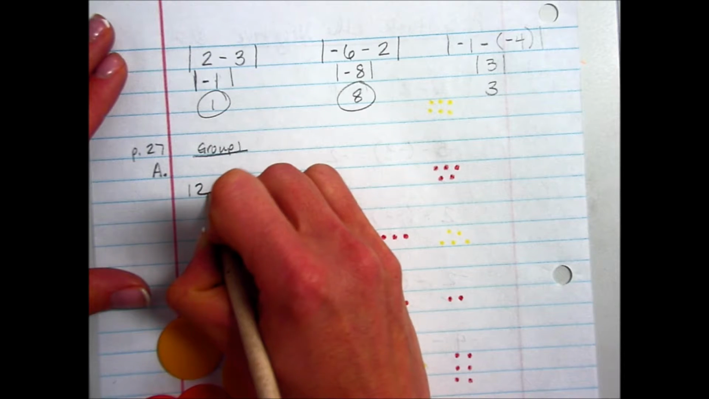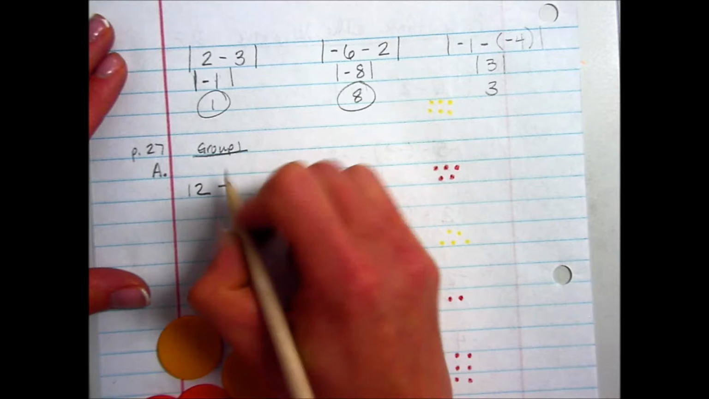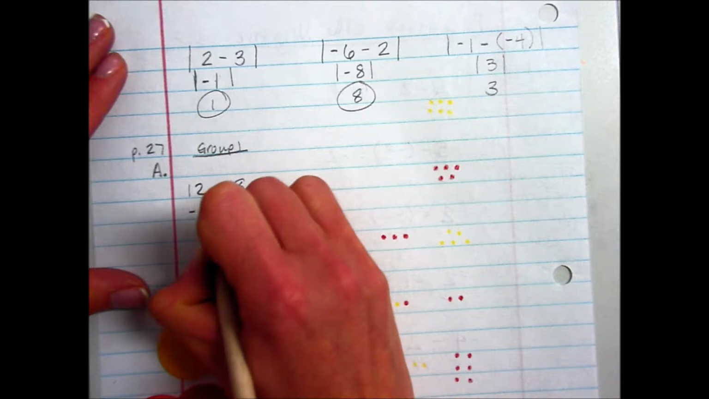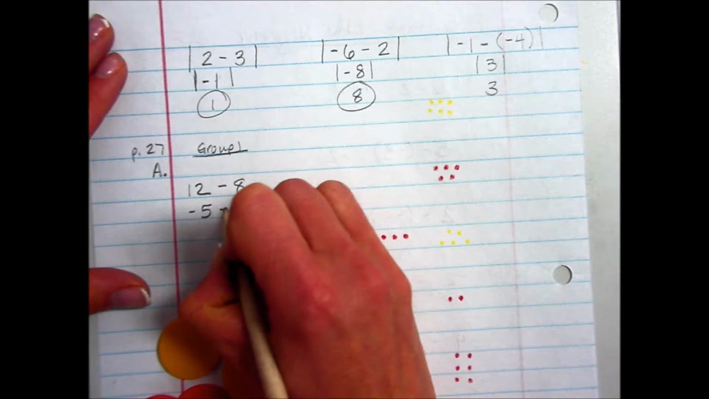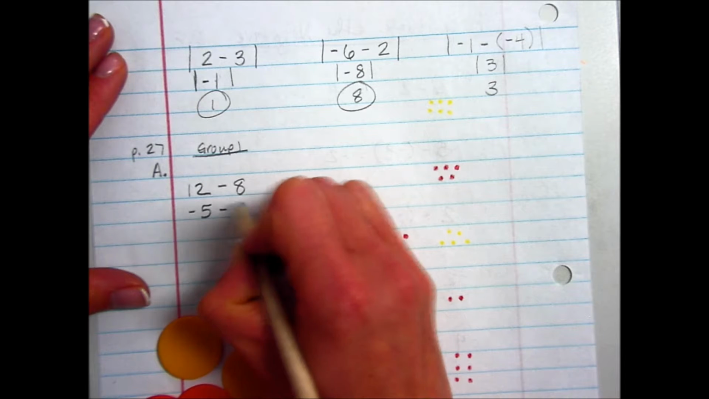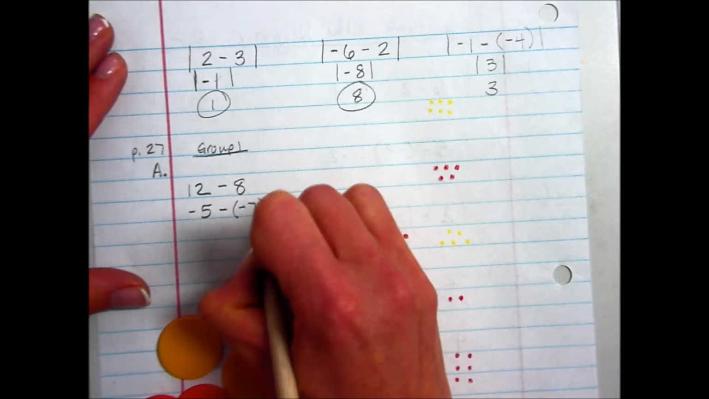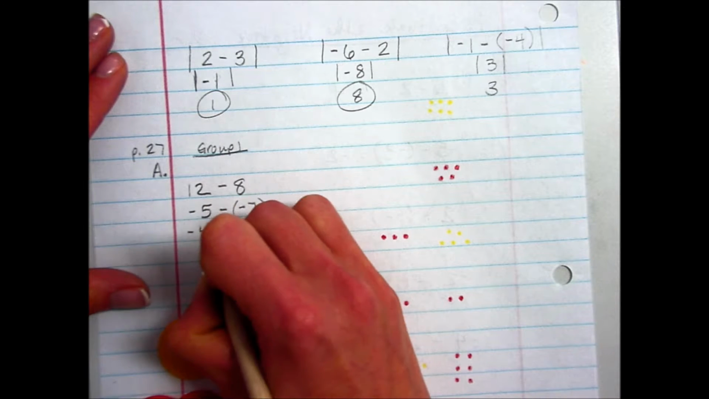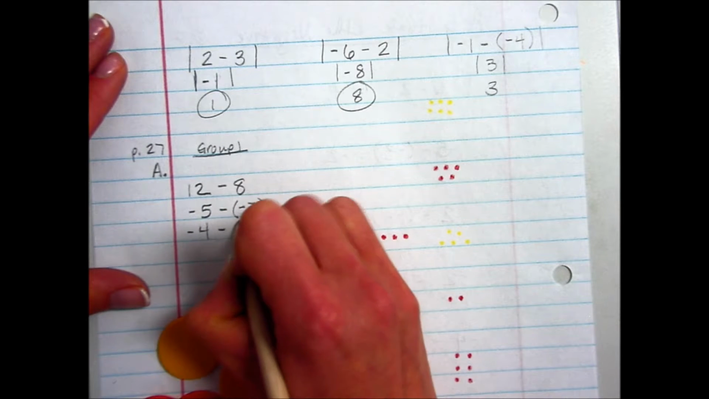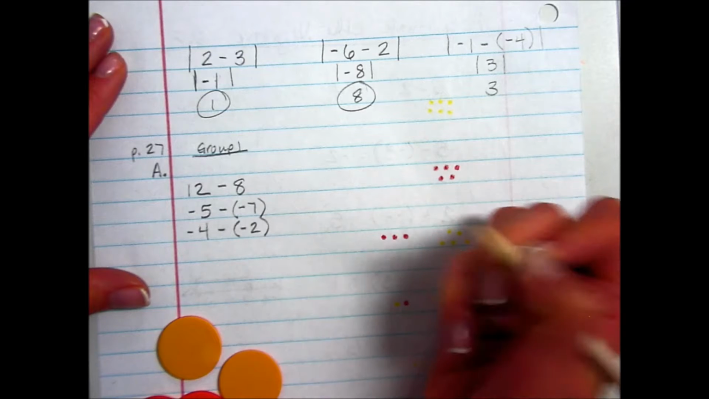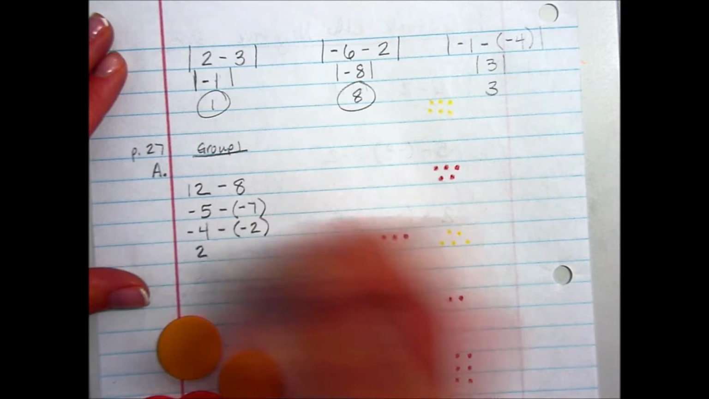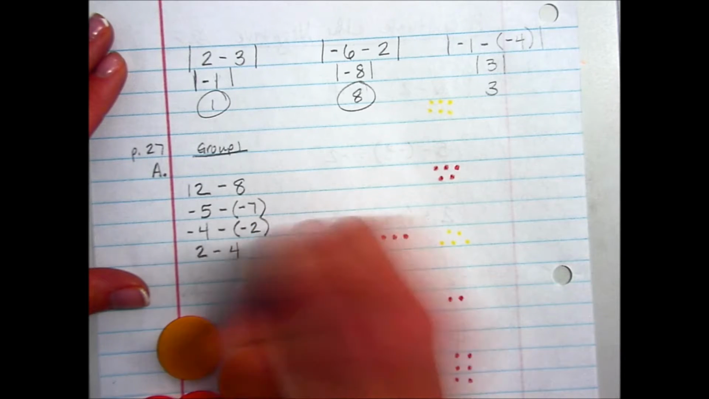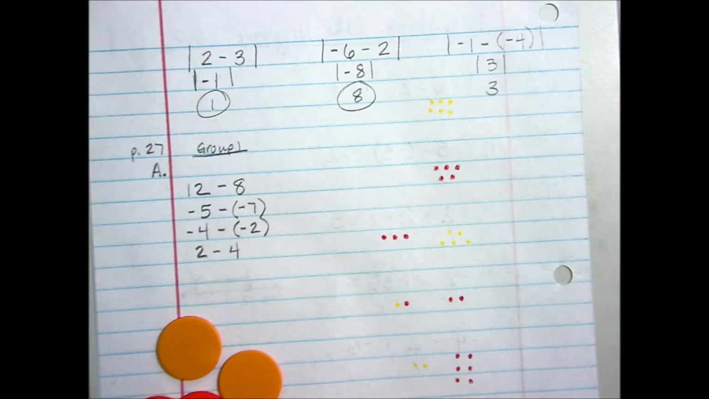So the first one is 12 minus 8. Then we have -5 minus a -7. Then we have a -4 minus -2. And finally, a +2 minus a +4. All right, work in your groups to answer those, please.